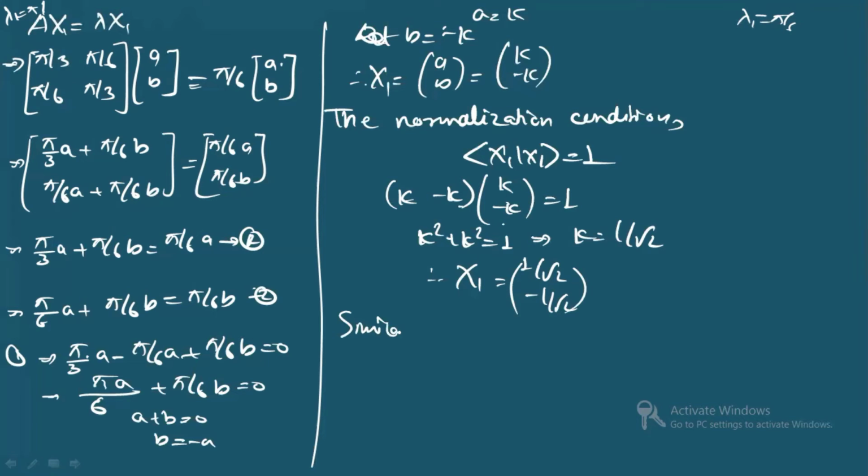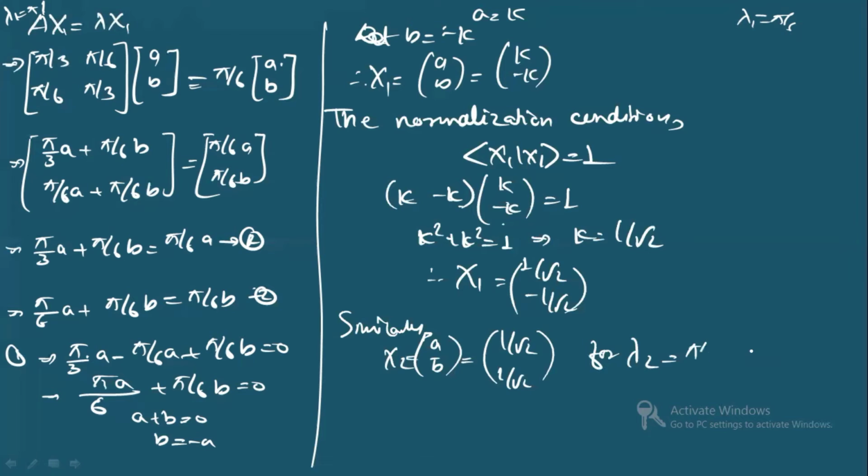Similarly, using the other equation, you can find x2. Yes or no? a, b. x2 equal to a, b. So it will give you 1 by root 2, 1 by root 2. This time both will be positive. And this is for lambda 2 equal to pi by 2. Clear? I am not showing the other one so that it will not become very lengthy. Okay.